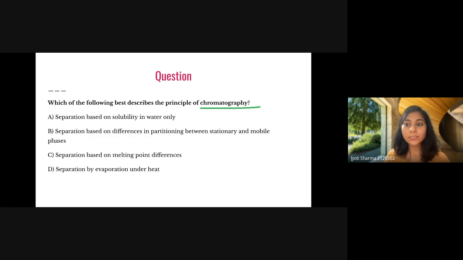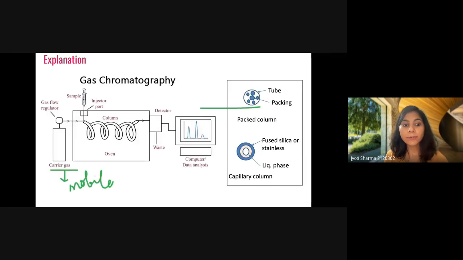The separation is due to the two phases, stationary and mobile phase, and based on that we can separate some organic compounds. We will talk about what kind of compound we can measure using chromatography. B is the right answer, but let me first show you the principle of gas chromatography. We have some gas, that gas is the carrier, so this will be your mobile phase.